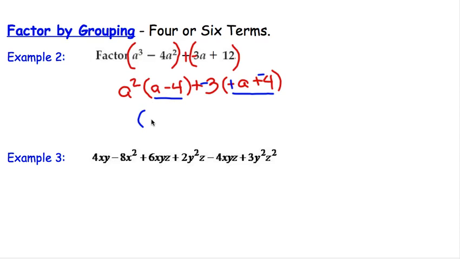So down here in parentheses, I'm only going to write it once. A minus 4. That comes from both sets of parentheses because they are the same. Now I need to look at what I pulled out in front. So I have a squared, and I have this minus 3. My next set of parentheses is going to come from those. So a squared minus 3.